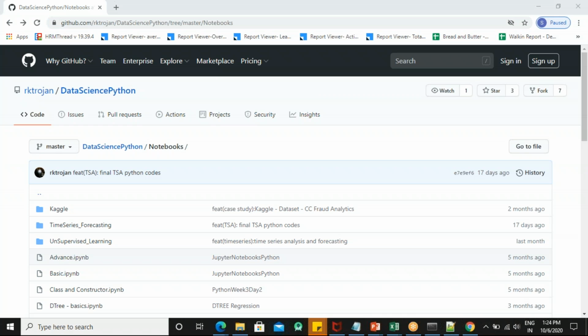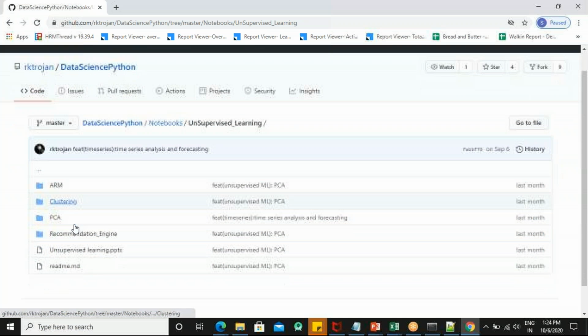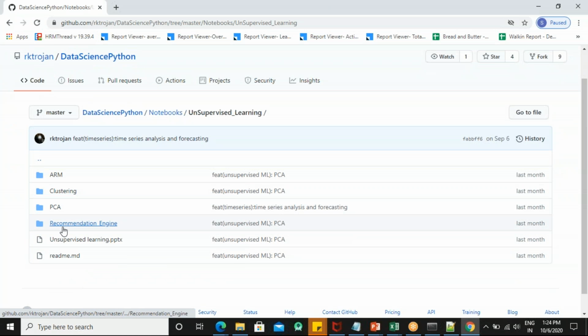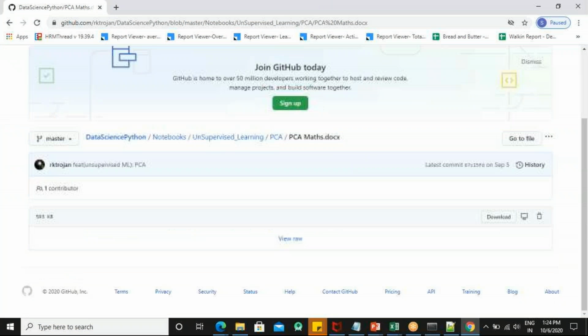Even those of you who have already studied, for example, if you have already done unsupervised learning, you can go to this and study PCA from my content also. If you're interested, there is a document here on the maths of PCA, what is the maths behind it, and everything is here.